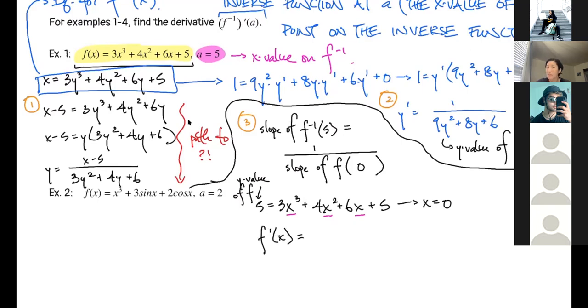f prime of 0 in this case, or f prime of x, is 9x squared plus 8x plus 6. Plug in 0, we get 6. And so our slope of the inverse function at 5 is going to be 1/6.